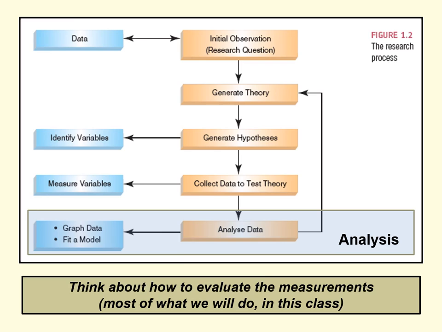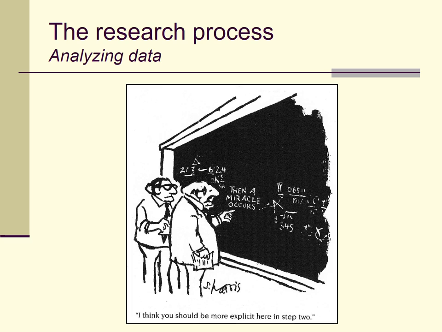And at this point, I like to show this classic cartoon from The New Yorker. Hopefully you can see it in your resolution, but basically it's two mathematicians standing at a chalkboard. There's a set of complex figures on the left, a set of complex figures and equations on the right, and in the middle there's this note, "Then a miracle occurs." And one mathematician says to the other, "I think you should be more explicit in step two." Well, that's what we're going to try and do. We're going to try and get to the nitty-gritty of how some of the math works for research data analysis.